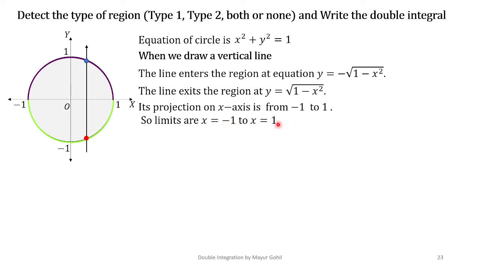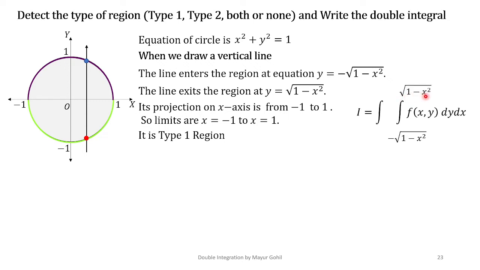Now let us write the double integral corresponding to the region. We are in a position to say it is a type 1 region, and the double integral shall be of this form, where the order is dy dx. The innermost integral will have the limits of y, which will be minus square root of 1 minus x square to positive square root of 1 minus x square, and the outermost integral should have the projection limits, which are from -1 to 1.